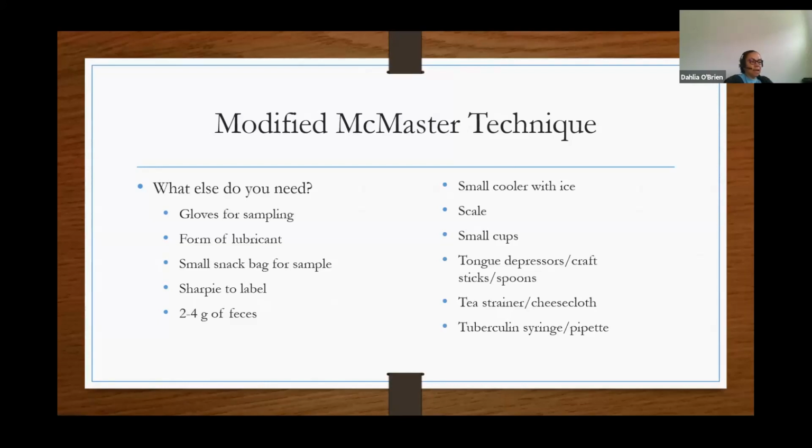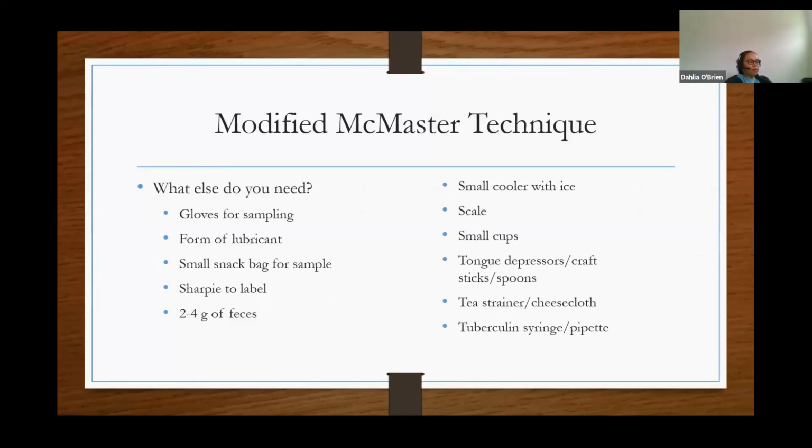A small snap bag would be ideal for sampling, but not needed. If you have your glove, you could just collect the fecal sample in the glove, and when you rip that glove off, you can leave the fecal sample in there and just take a Sharpie and label your glove. So you need a Sharpie to label. You'll need about 2 to 4 grams of fecal matter. 2 grams of fecal matter is approximately eight fecal pellets.